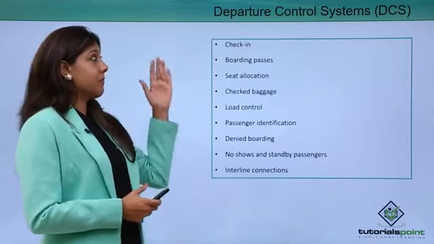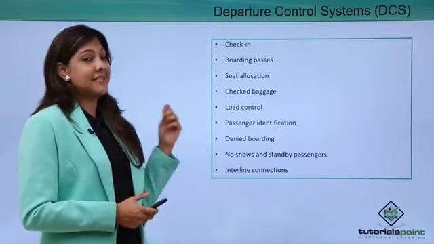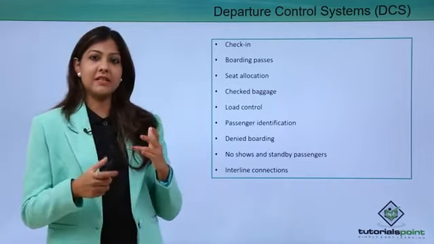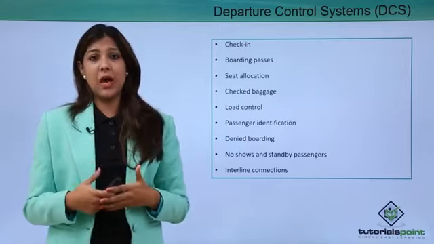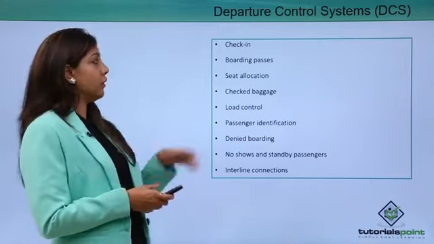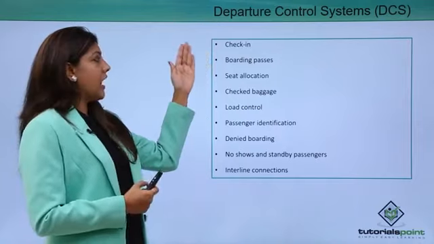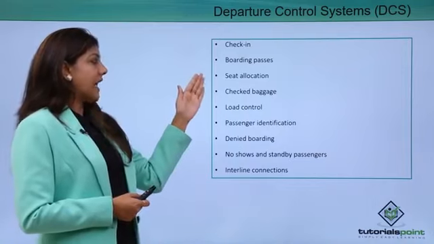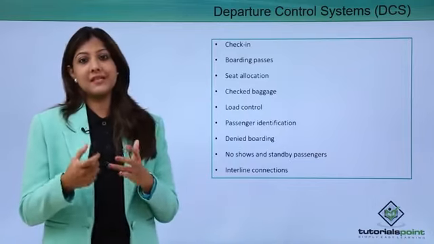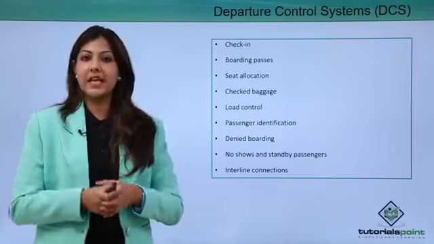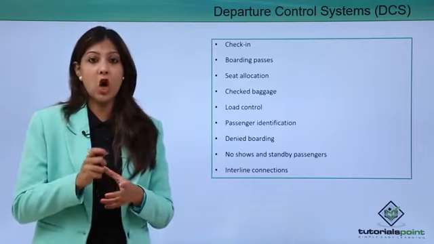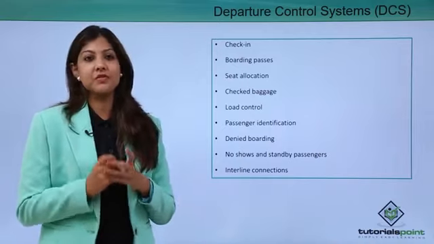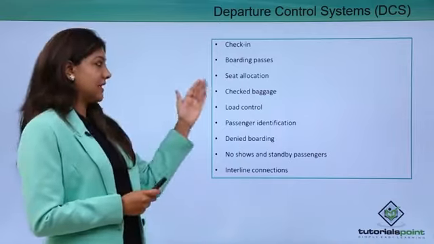Well, next, talking about the departure control system, or the DCS. In this particular segment, we'll talk about check-in. Whenever there's a departure, there's a particular protocol which needs to be followed. So we have the check-in first, after which boarding passes are allotted to the passenger. Seat allocation is done depending on what seat the passenger wants. You can also select your seats online before each flight. So airlines nowadays give a lot of options to the passenger in seat allocation.